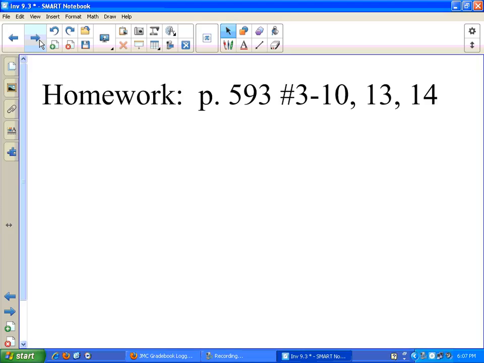And then 13 and 14, you're going to do matrix multiplication over the x and the y axis. Just 2 of them. That's all we're going to have you do. So hopefully you guys have a good weekend, and we'll see you on Monday.